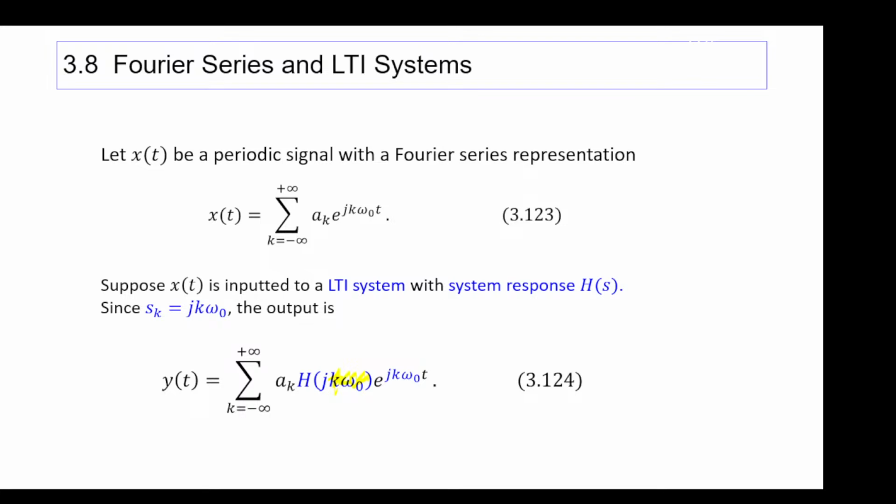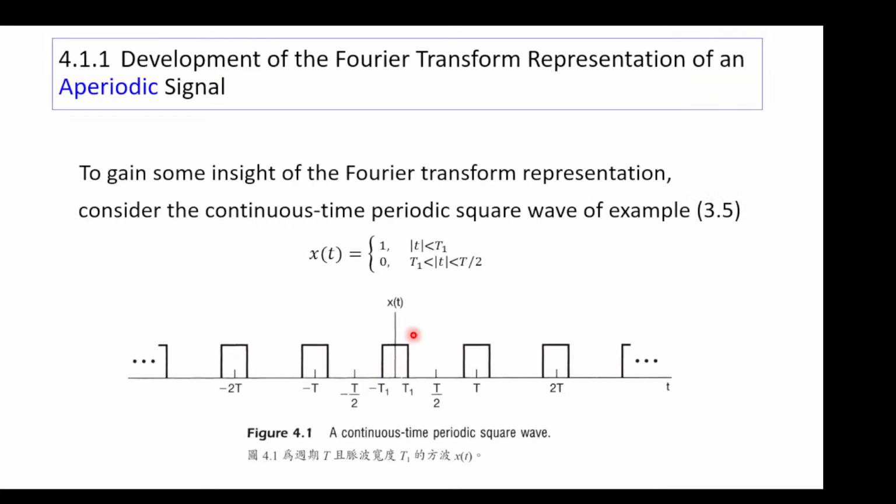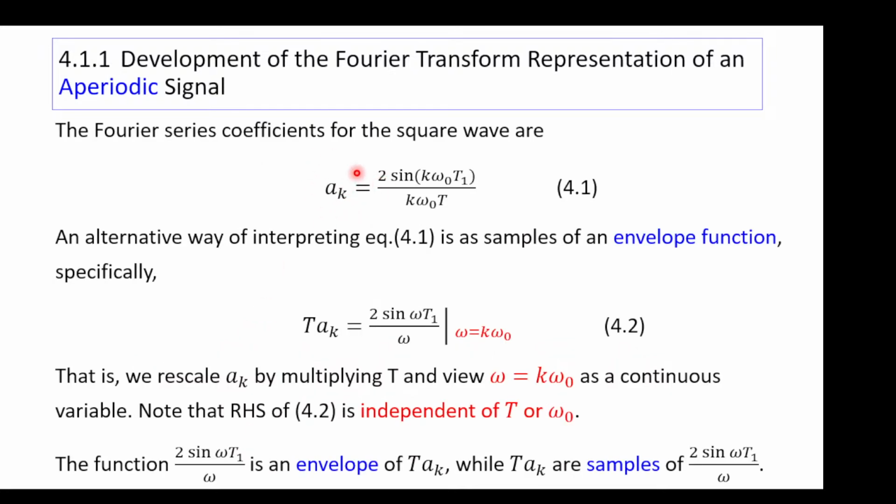We will kind of do this twice. So we start with a specific example. This is a periodic signal for which we already did the Fourier series representation. It's a square wave signal, and we have calculated its Fourier series coefficients. The Fourier coefficient a_k we calculated as sine k omega 0 t1 over k omega 0, more explicitly, 2 sine k omega 0 t1 over k omega 0 T.